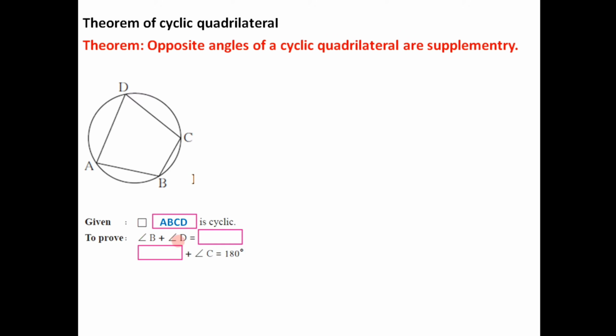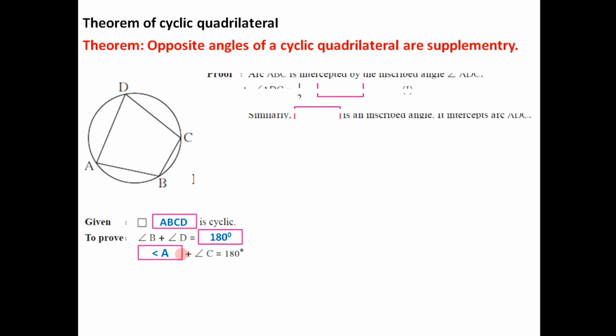To prove is angle B plus angle D. As we can see, angle B and angle D are opposite angles of a cyclic quadrilateral, and we have to prove that they are supplementary. That means the sum of their measures must be 180 degrees. In the same way, there is another pair of opposite angles, that is angle A and angle C. So the next bracket must be angle A plus angle C is equal to 180 degrees. These two statements we are going to prove. For that, let us start with the proof.